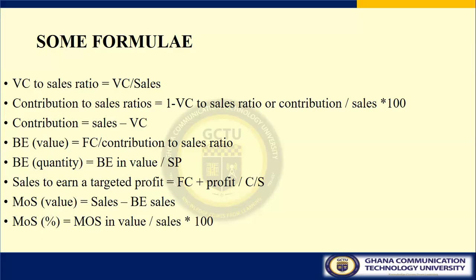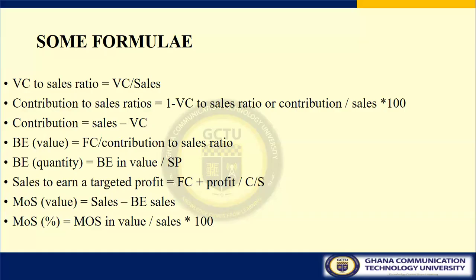So variable cost to sales ratio is variable cost divided by sales. In a question, I may ask you to find the variable cost to sales ratio. You take your variable cost divided by your sales, and that will give you your variable cost to sales ratio. Then contribution to sales ratio is 1 minus variable cost to sales ratio, or contribution divided by sales times 100. That is the formula. To find your contribution, the formula is sales minus variable cost. In the question, you'll be given your sales and your variable cost, and you're going to use this to find your contribution.